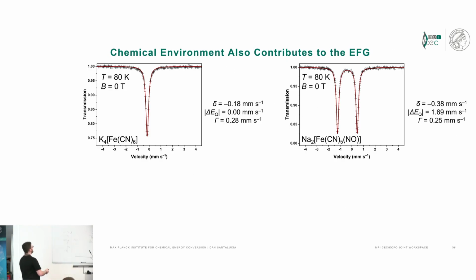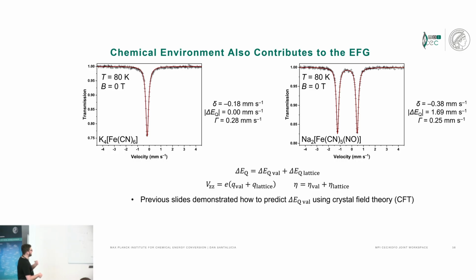Now, the chemical environment, it's not just the valence electrons, but the chemical environment that contributes to this electric field gradient. I have here two iron 2 compounds. Both are low spin because they're dealing with relatively strong field ligands, and yet one, the completely octahedral symmetric case, has 0 quadrupole splitting. Yet if I swap out a cyanide for a nitrosyl ligand, I get a huge quadrupole splitting. So it's not just the distribution of valence electrons, but rather the chemical lattice, and that's called the lattice contribution to the quadrupole splitting.